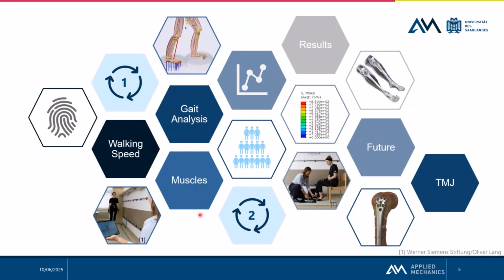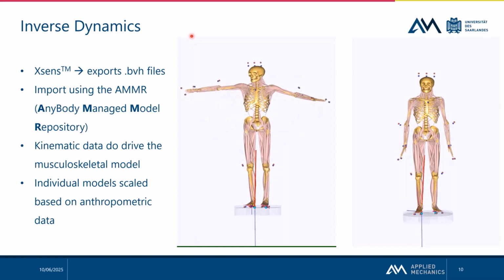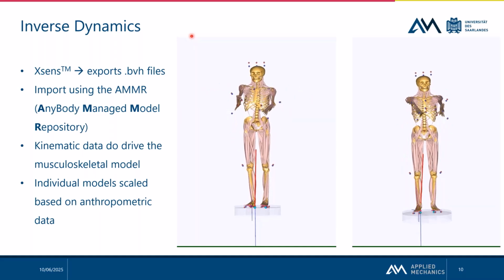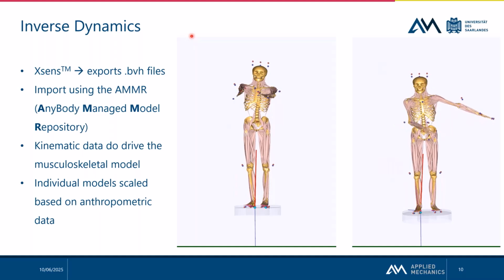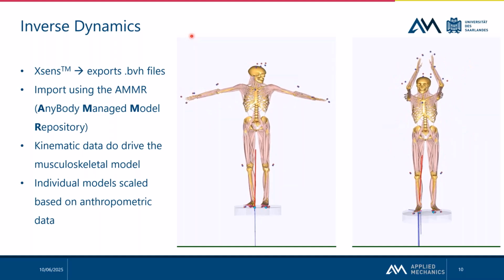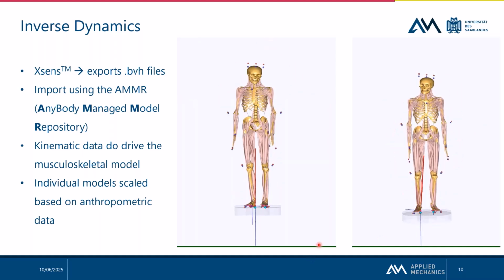And when we have both of these measurements, we go to the inverse dynamics. I think it's quite well described in the tutorials. You use the kinematic output of Xsens via the BVH files, so BioVision hierarchy files, and you import them using the AMR, and then the kinematic data drive the musculoskeletal model, and the individual models are scaled to the anthropometric data. And you see here an example of a patient in his pre- and then his post-operative state.